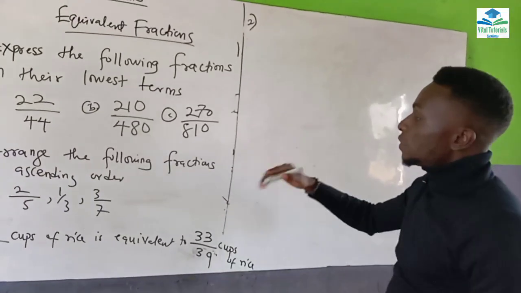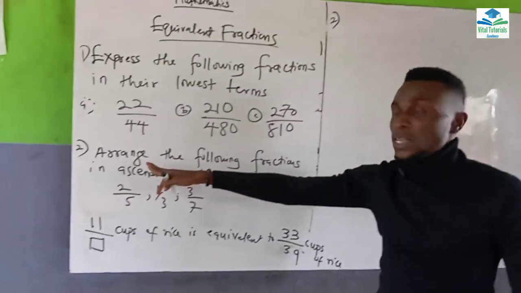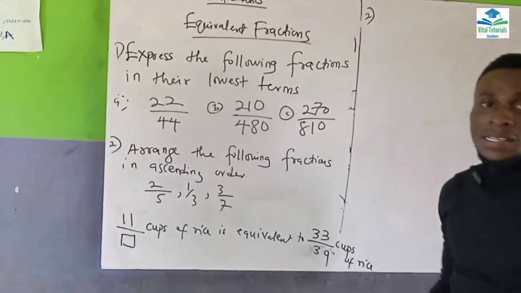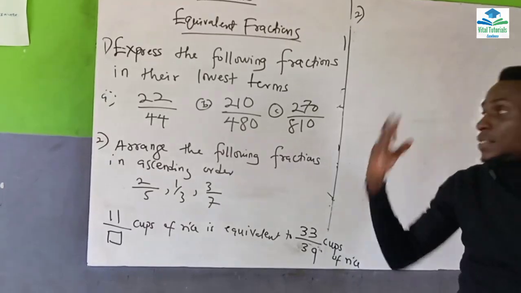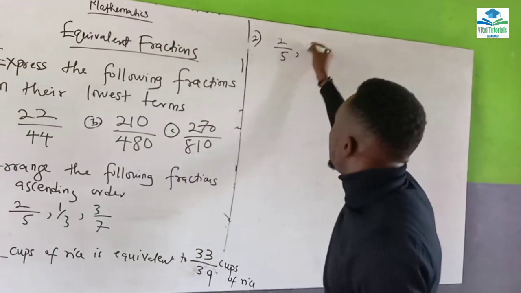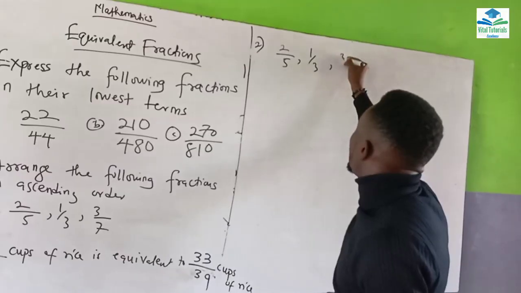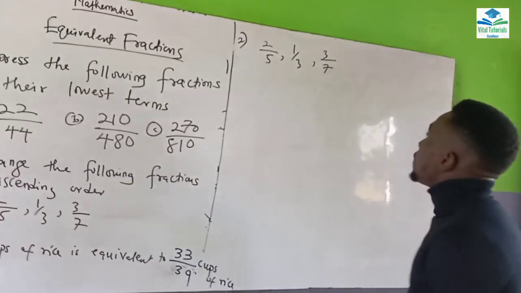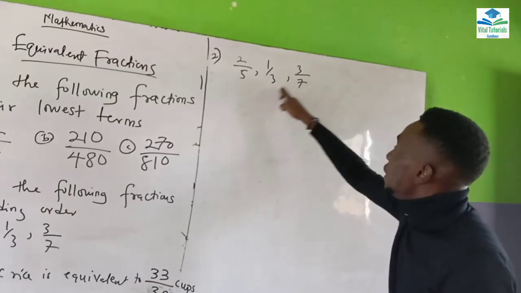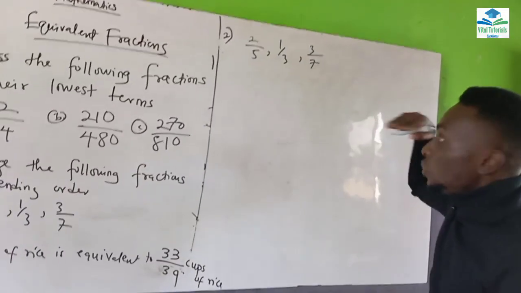Okay, now they said, look at number 2 question. Arrange the following fractions in ascending order. Ascending means from the smallest to the biggest. Now the numbers are 2 over 5, 1 over 3, and 3 over 7. First thing you do here, now they're asking you which fraction here is the biggest and which one is the smallest.